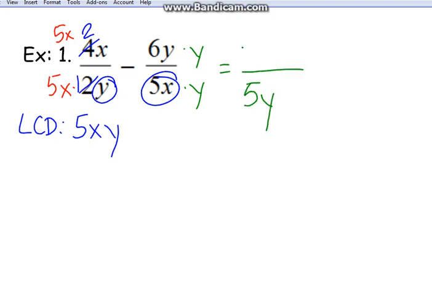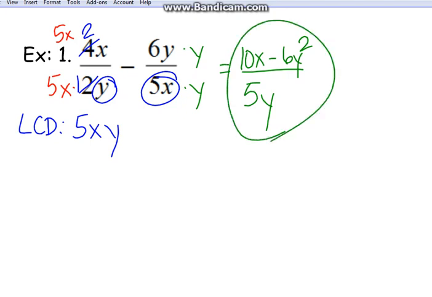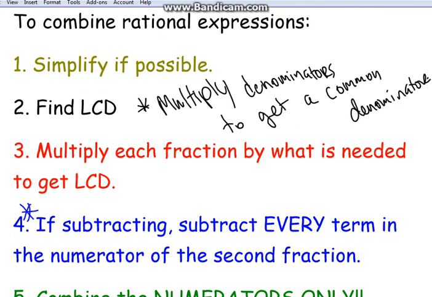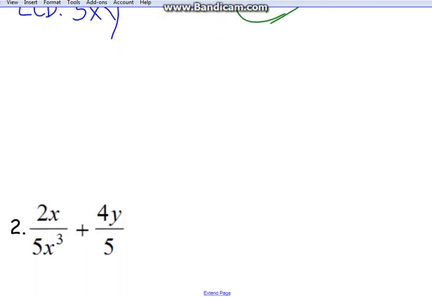5x times 2 gives me 10x. 6y times y gives me y squared. So I have this, 10x minus 6y squared over 5xy. Now, not all of our terms in this fraction have a y or a factor of 5, so we cannot reduce anything. We're done. Okay? Move on to example number 2.